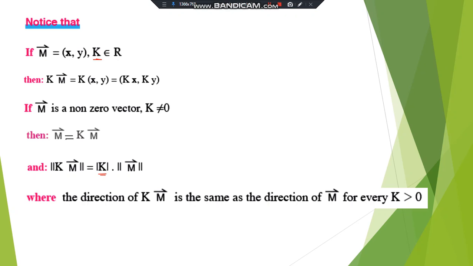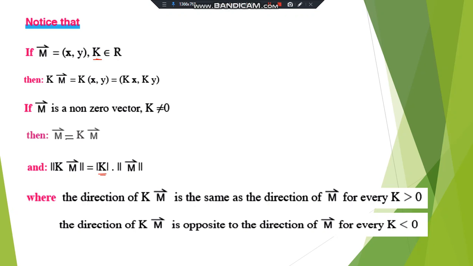And the direction of km is the same direction as m for every k bigger than 0, so k is a positive quantity. And the direction of km is opposite to the direction of m for every k less than 0. So k is a negative quantity, so km will be in the opposite direction.